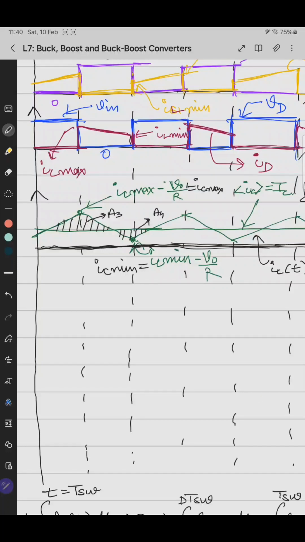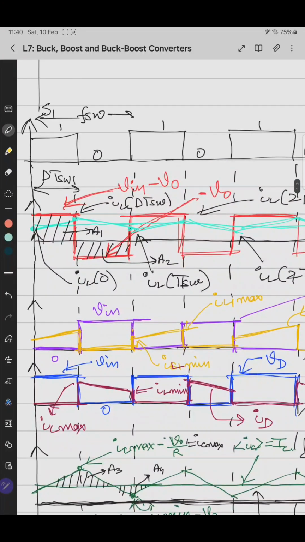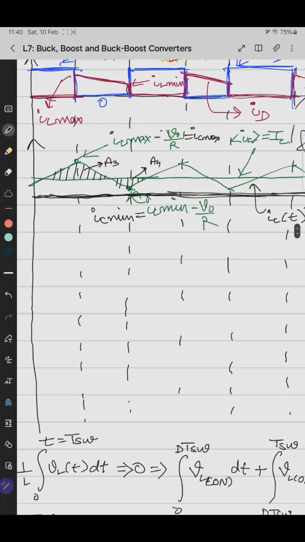But if A1 equals A2, that means A1 is positive area and A2 is negative area. Why? Because it is below the t equals 0 axis. But in this case, A3 and A4 are both above the t equals 0 axis, which means the proportion by which we are shifting the IL waveform downward is insufficient. We have to have some area going below the t equals 0 axis. But in this case, the t equals 0 axis is further.